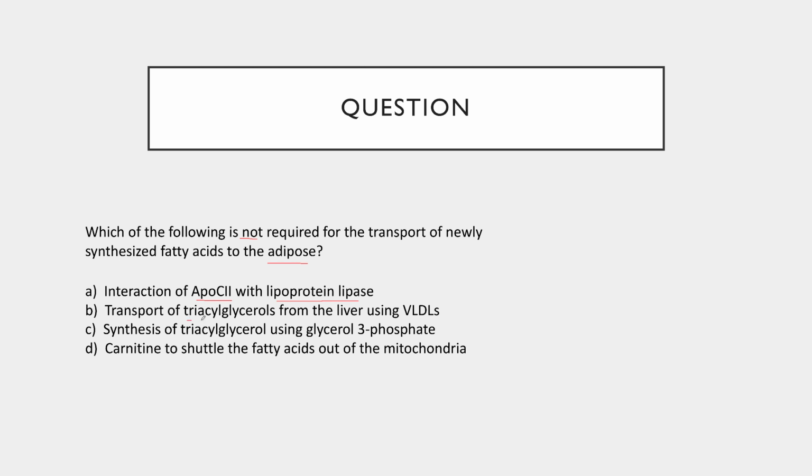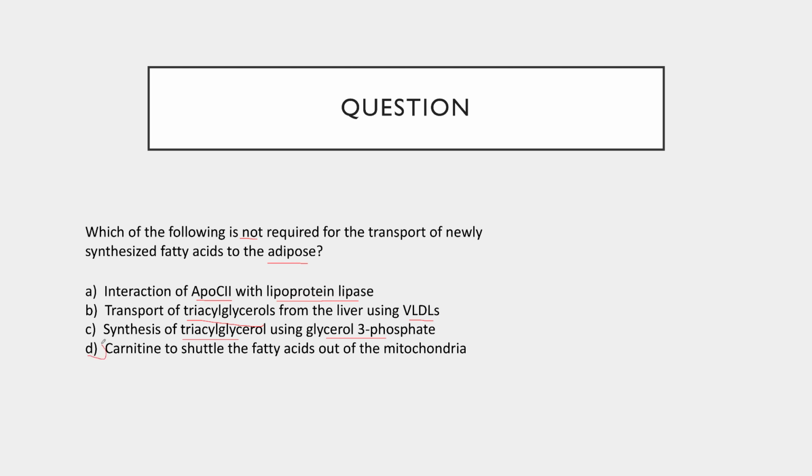What about the transport of triacylglycerols from the liver using VLDLs? Again, VLDLs are going to be our primary transport of de novo synthesized triacylglycerols from the liver. So this is again a required process. What about the synthesis of triacylglycerols using glycerol 3-phosphate? This is also a required process. We have talked about fatty acid synthesis, which generates a long-chain fatty acid, and these are then esterified to glycerol to make a triacylglycerol. That is how we package and move our free fatty acids around as triacylglycerol. So we also require this.